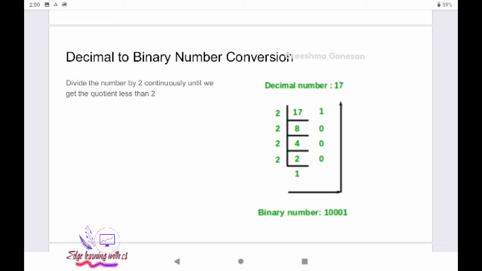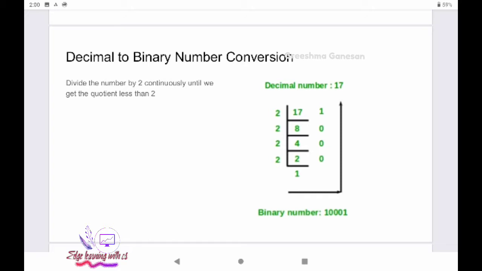How can we convert it? You have to divide the number by 2 continuously until we get a quotient which is less than 2. So you have to divide whatever number you are getting as the question continuously by 2, and continue this process until the quotient is less than 2. As you can see on the display screen, I have got a question of a decimal number.